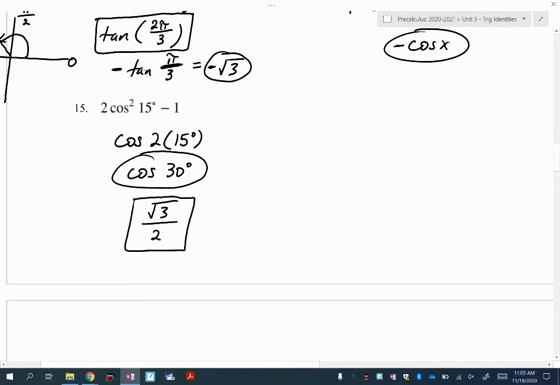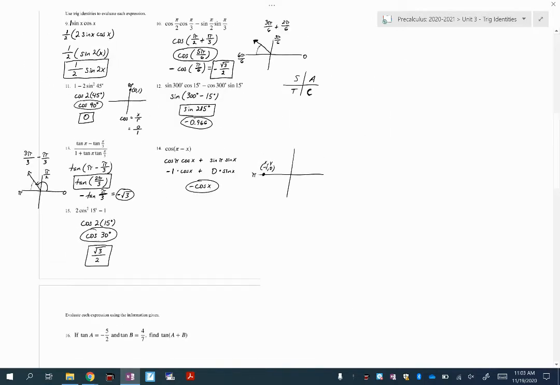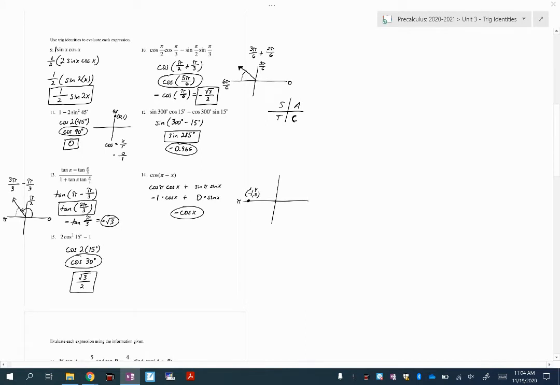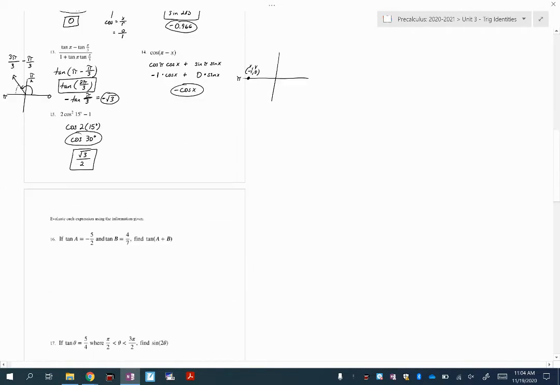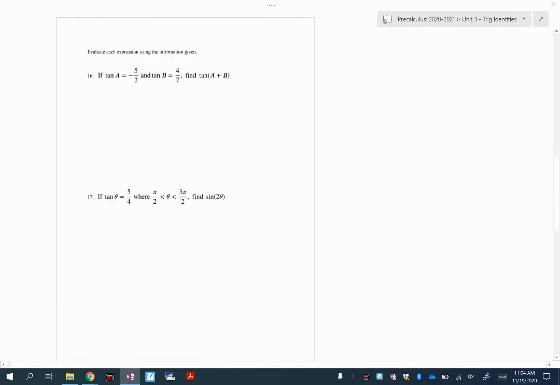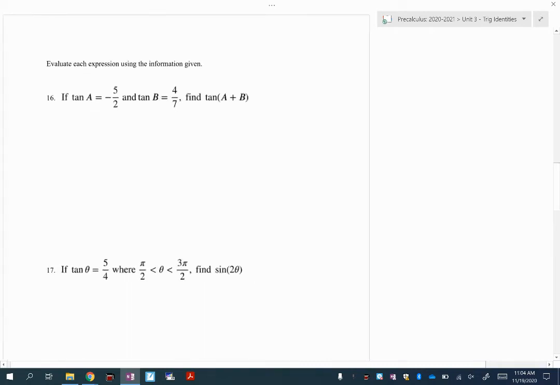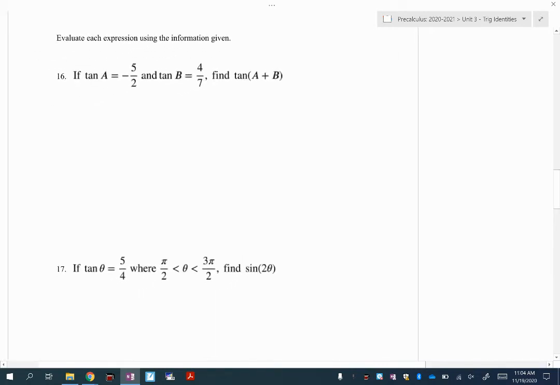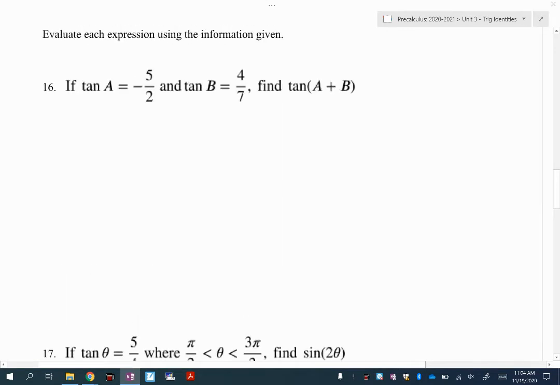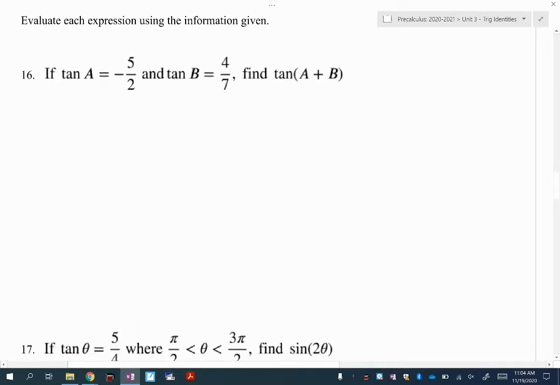All right, so that does it for this section, which, as you saw with all these questions from 9 through 15, was more about our double angle identities, our sum and difference identities, and then there was even a question with tangent. All right, so I want to get to 16 and 17, which is kind of a continuation of that. So for number 16, it says, use this information to find tangent of a plus b.